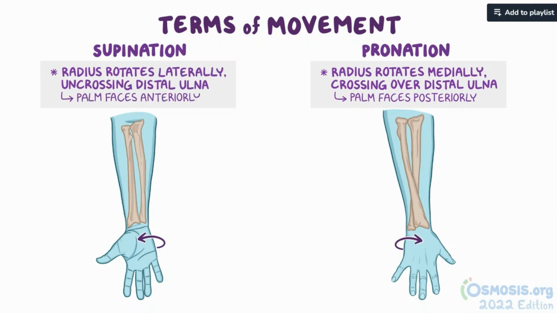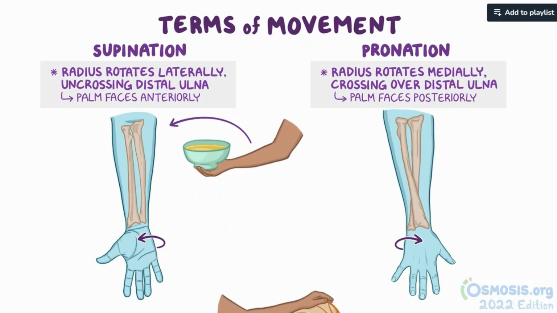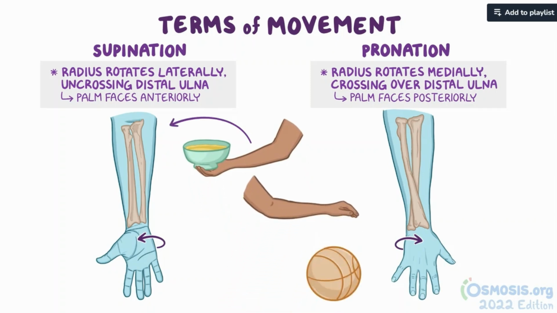A helpful way to remember these movements is that to hold a bowl of soup, we need to be in a supinated position, while to dribble like a basketball pro, we need to be in a pronated position.